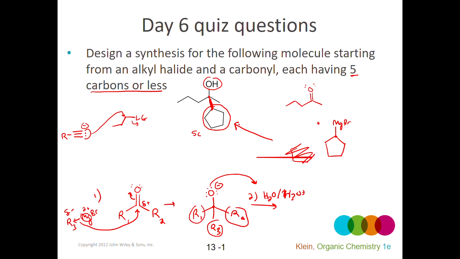So when you see an alcohol, the carbon that the OH is attached to was probably initially a CO double bond, or at least it could. That's one possible route you want to consider.